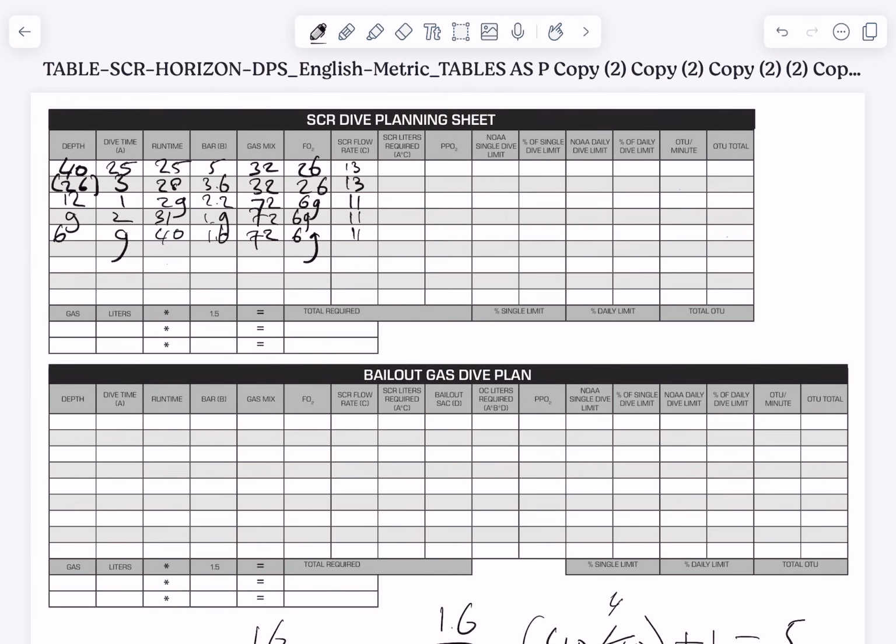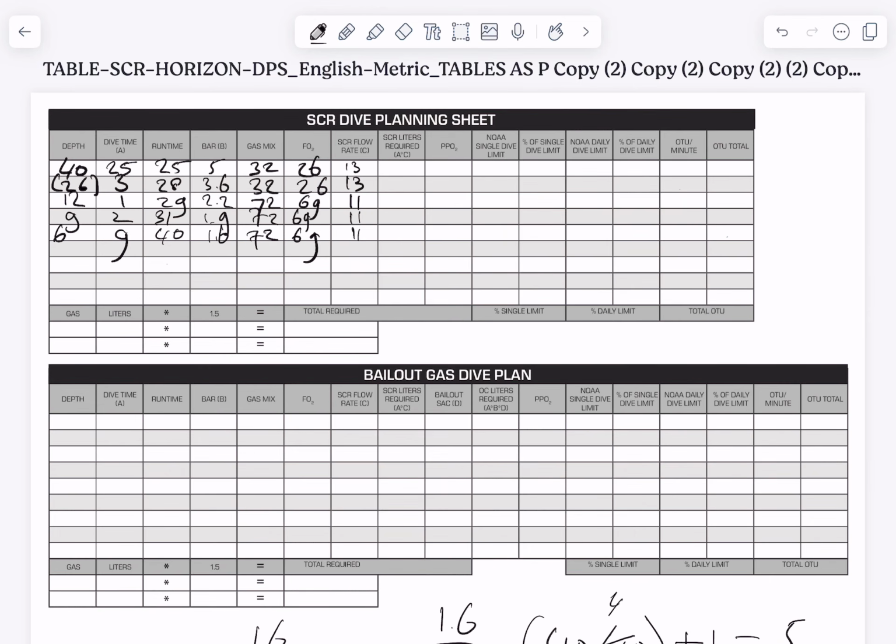Here we see A times C. So it's very simple. We have A, which is the dive time, times the flow rate of the machine. And this is where I see a lot of people have confusion. Remember, this is regardless of depth. So this is why the SCR is so awesome.